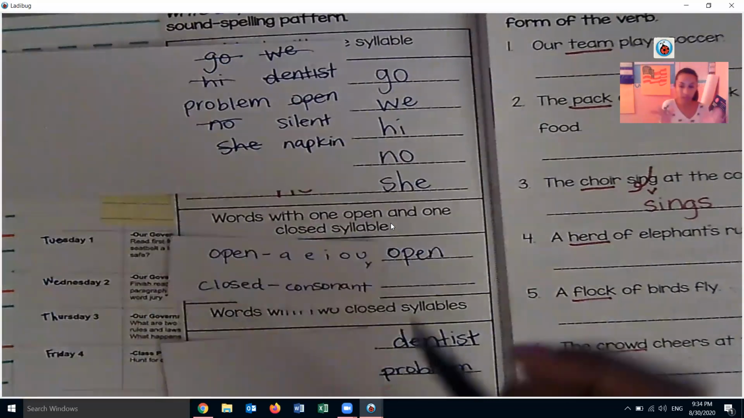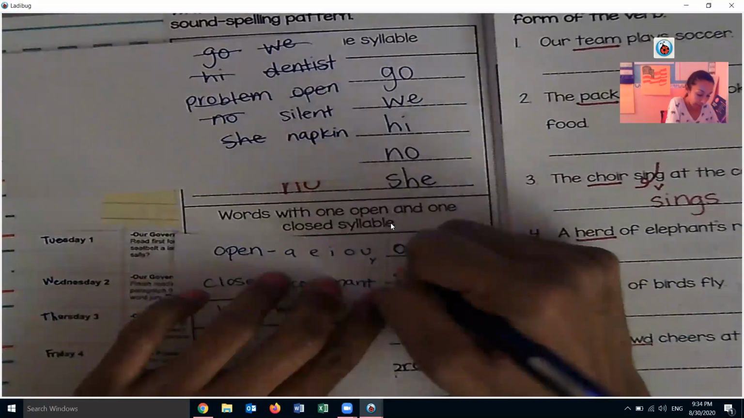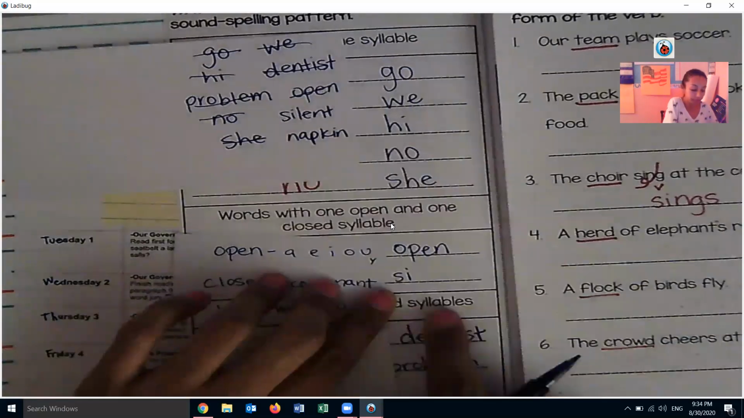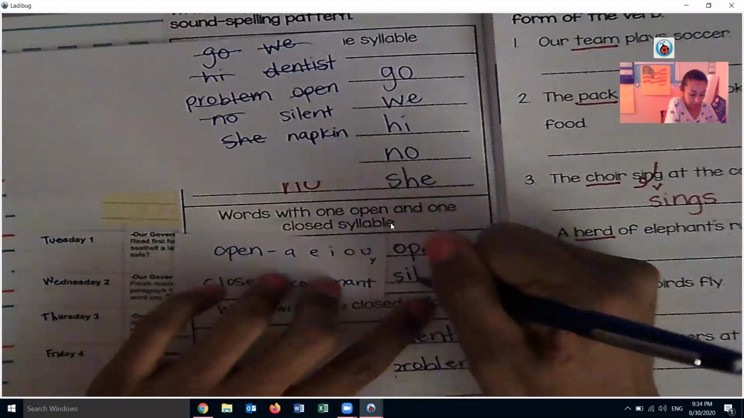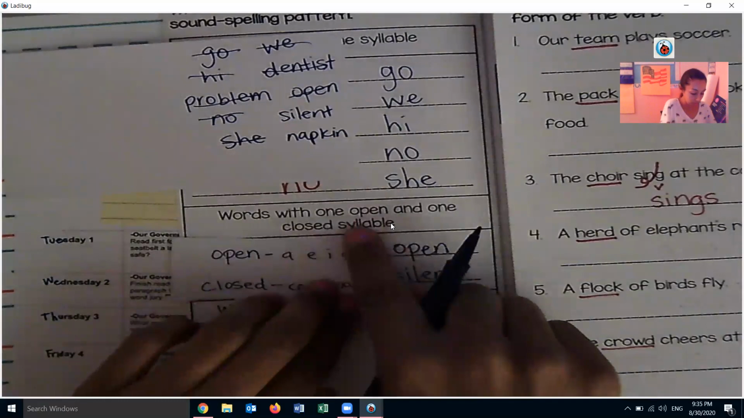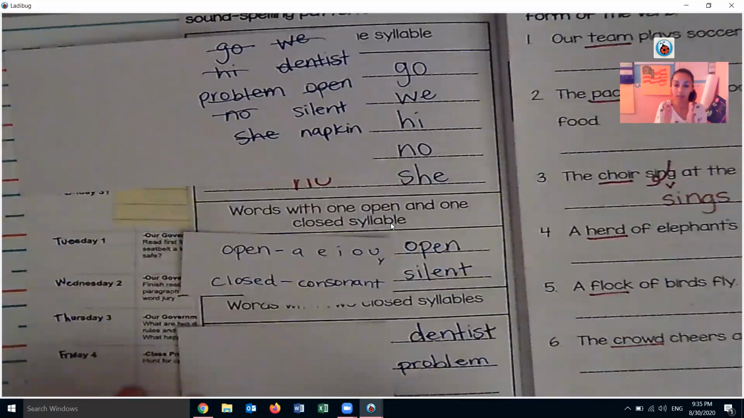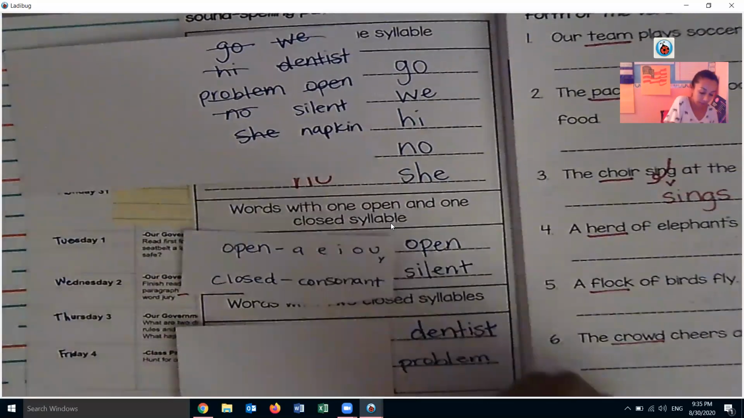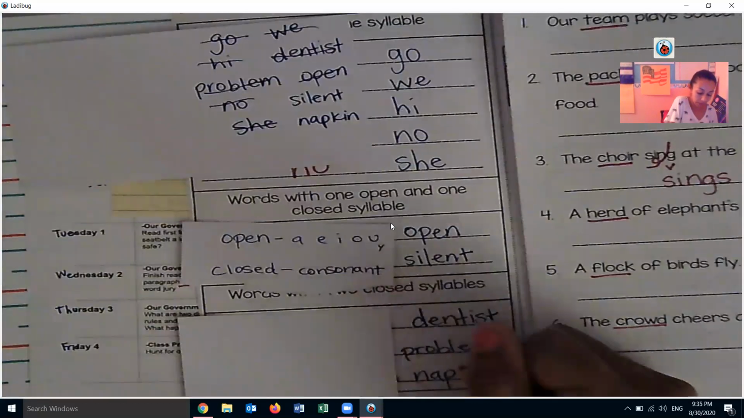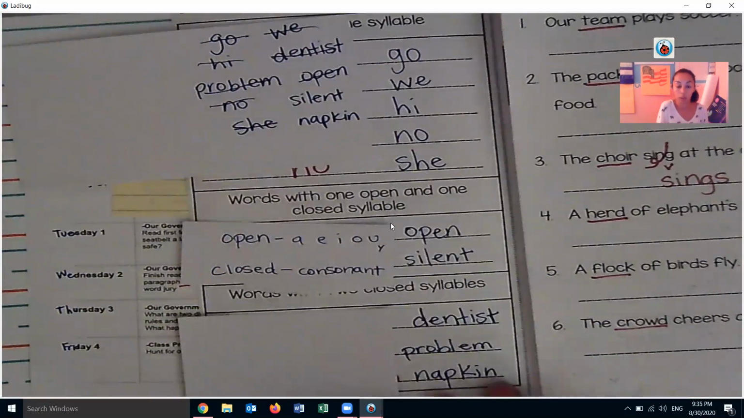Let's go to silent. Silent. So two syllables. The first one is open because it goes si, ends in a vowel. Lent ends in a consonant. So one open, one closed syllable. So they have one more word, and that's napkin. Napkin. So that breaks napkin. So nap, kin, both closed.